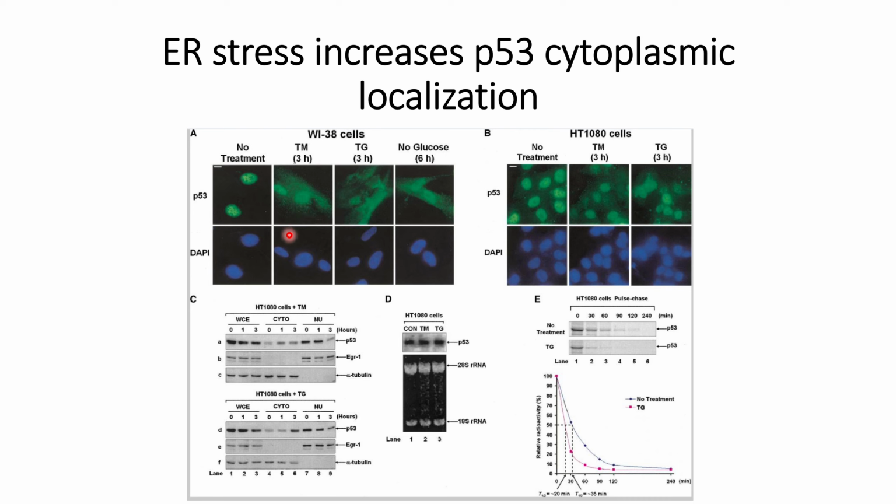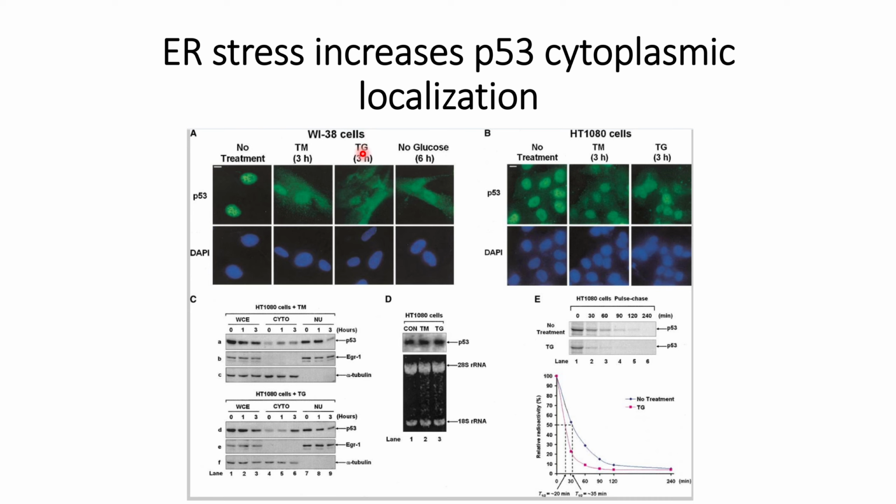After the cells are treated with tunicamycin, which we discussed in the previous video, it inhibits protein glycosylation, which leads to ER stress. We can see p53 staining in the nucleus, and also some staining in the cytoplasm, whereas there is no change in the DAPI staining, so no change in the nucleus. However, p53 localization is changed from just the nucleus to the nucleus and the cytoplasm.